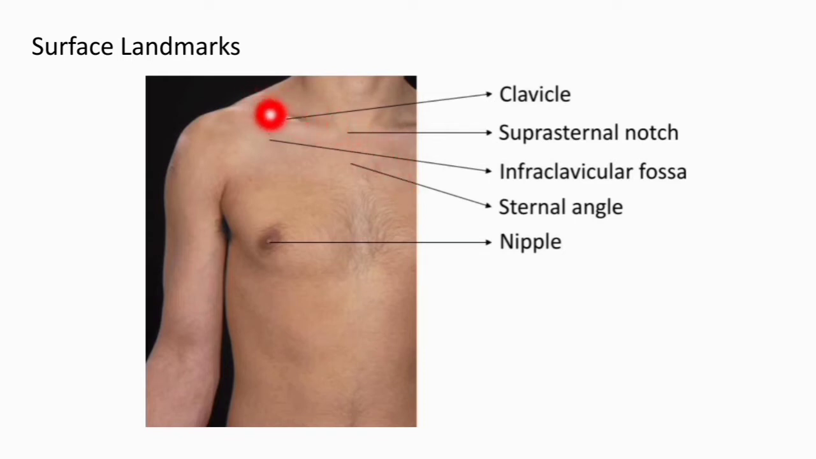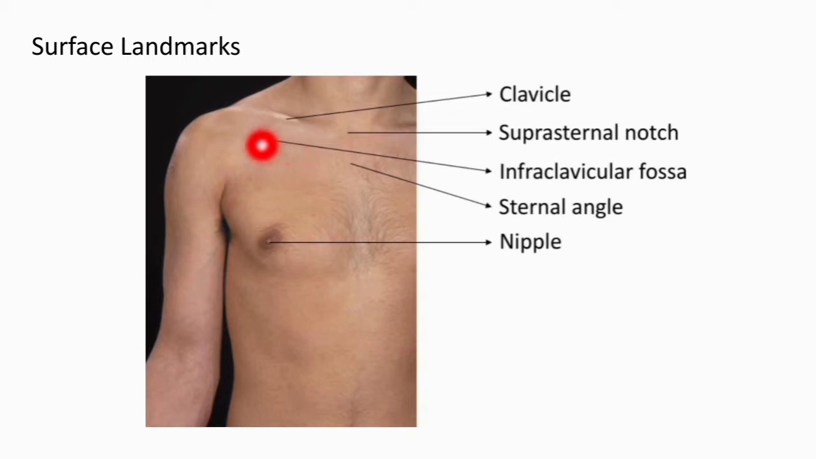Here you can see the clavicle, which is palpable throughout its length as it is located subcutaneously, and the suprasternal notch or the jugular notch. It is a palpable notch located on the upper border of the manubrium between the medial ends of two clavicles, and 5 centimeters below the notch there is a transverse ridge present called the sternal angle or the angle of Lewis. It gives attachment to the second rib, thus it forms an important surface landmark to identify the second rib and subsequently count down the ribs.